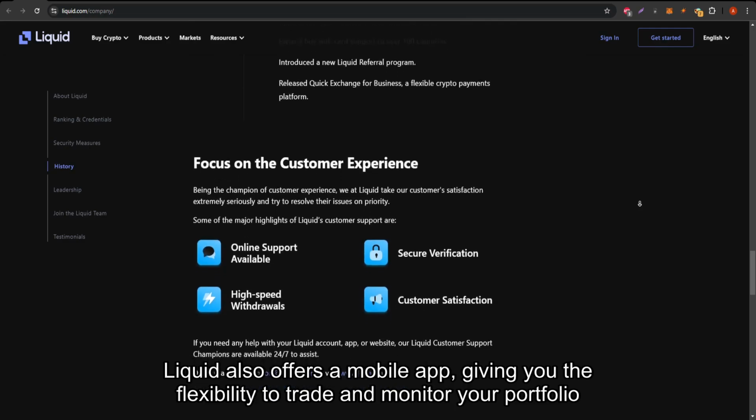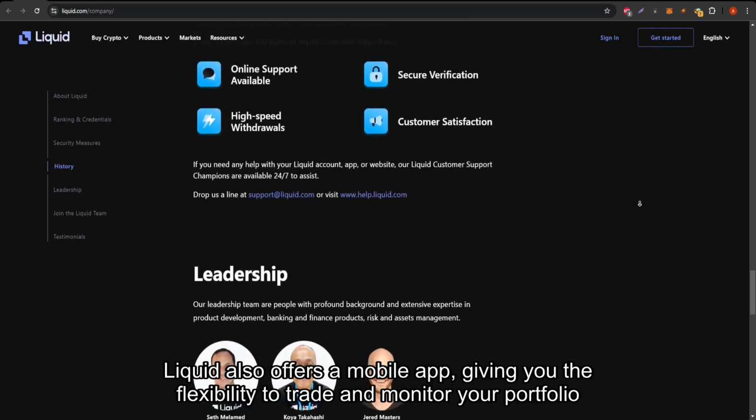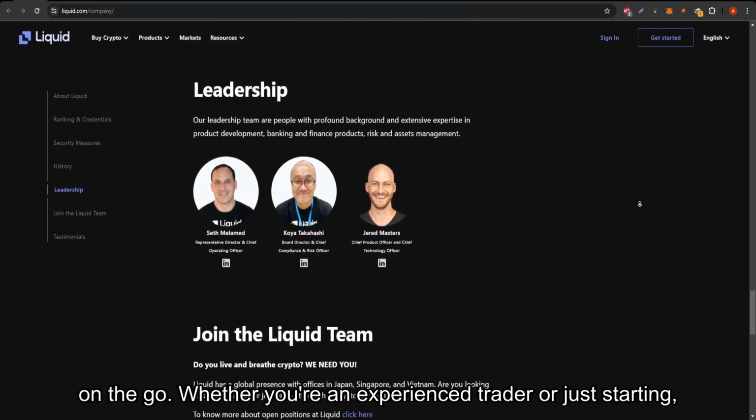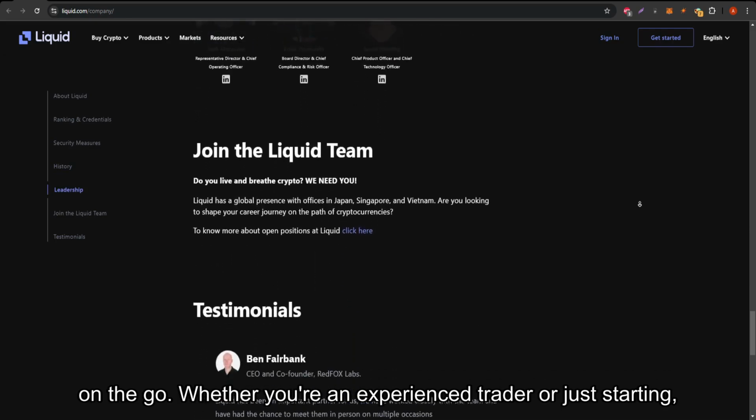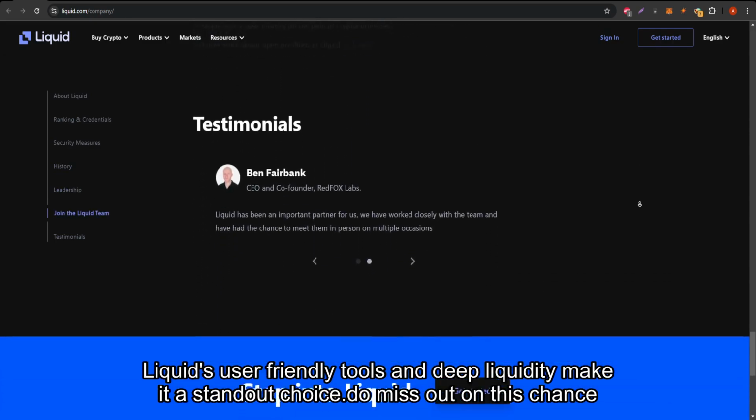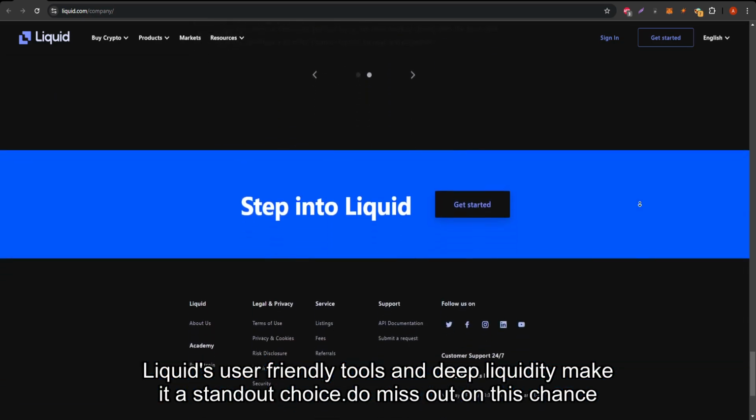Liquid also offers a mobile app, giving you the flexibility to trade and monitor your portfolio on the go. Whether you're an experienced trader or just starting, Liquid's user-friendly tools and deep liquidity make it a standout choice.